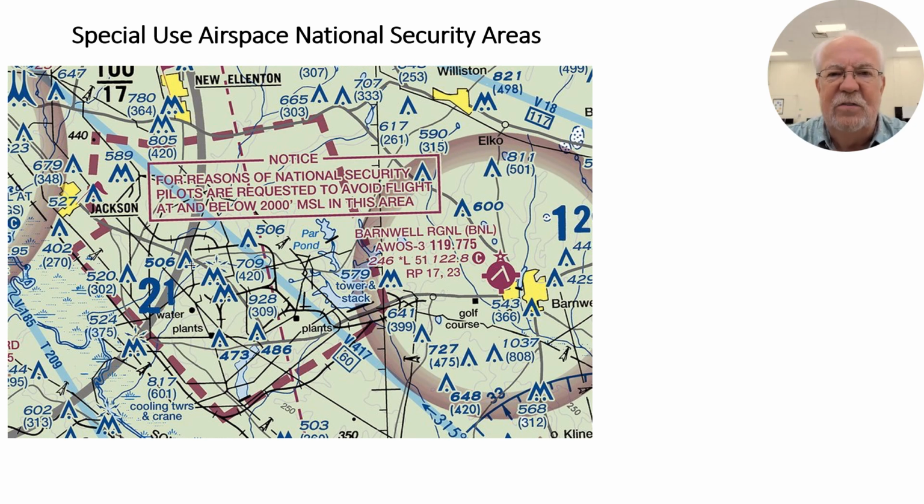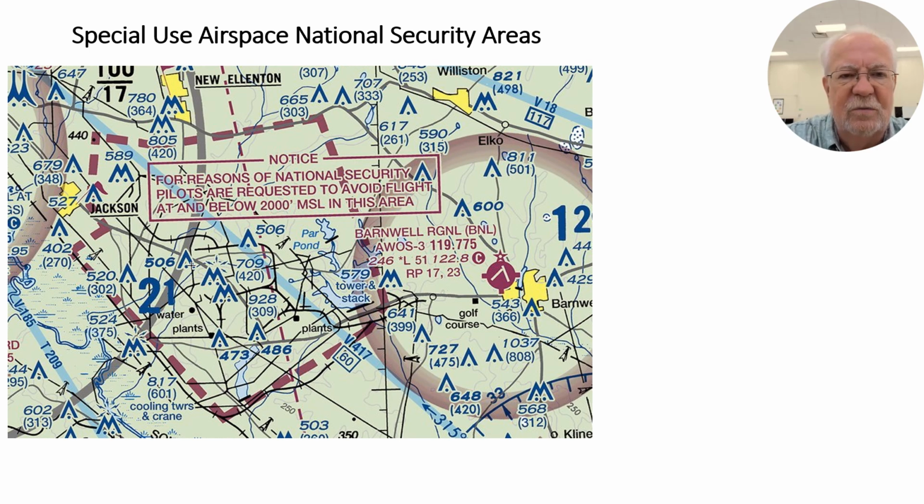Then we have national security areas. Okay, they're marked with this magenta dashed line. That should ring a bell. Magenta dashed line. Didn't he tell me over and over again that that's surface class E? But this isn't. For two reasons you can tell. First off, it's not a circle around an airport. It's an irregular shape. And the other is it's got a big callout in the same magenta color.